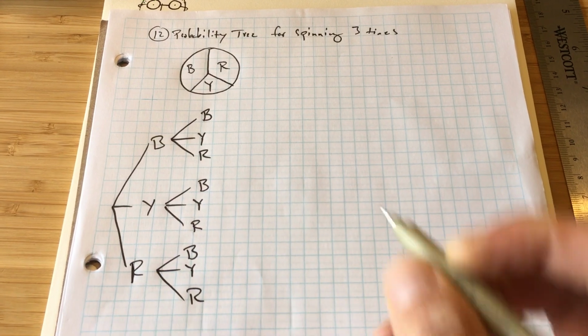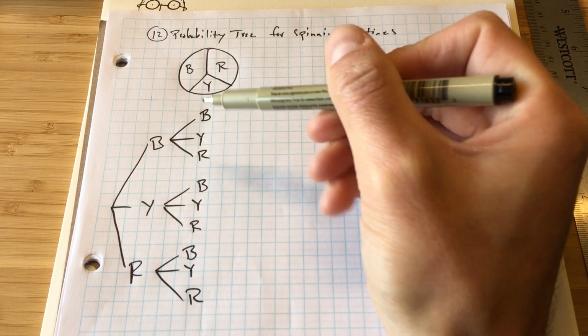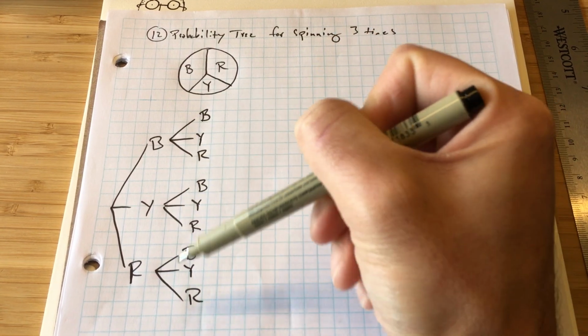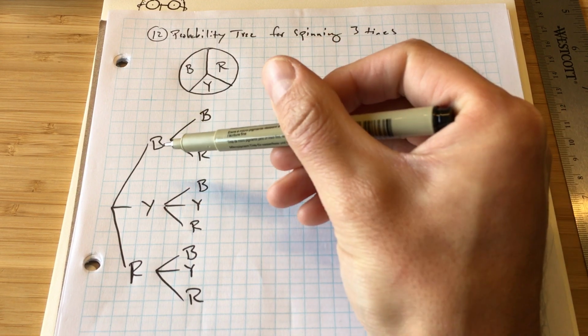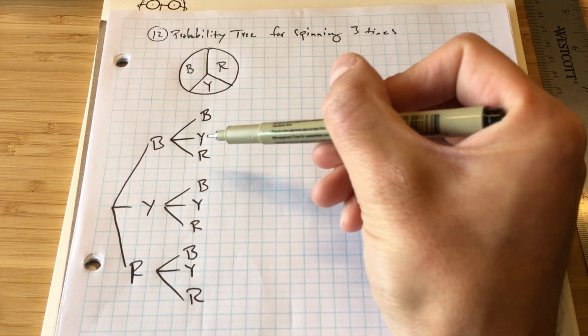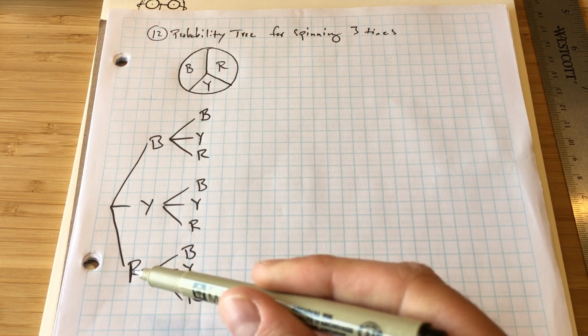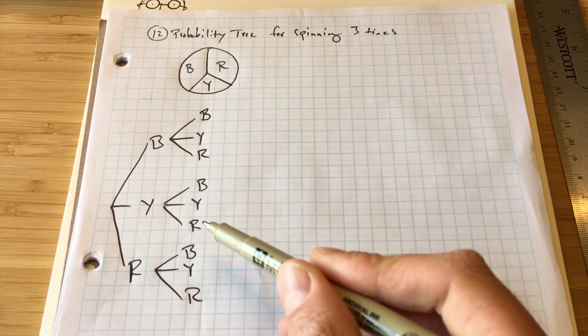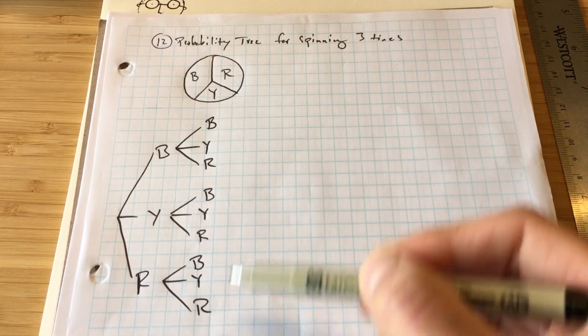So look at what we have here. We have our first spin represented by blue, yellow, and red over here. My second spin outcomes are here. What these represent: this blue represents getting blue and then blue. This yellow represents blue and then yellow. This red down here is red and then red, while this red right here is yellow and then red. So we look at the end column here for the combinations.